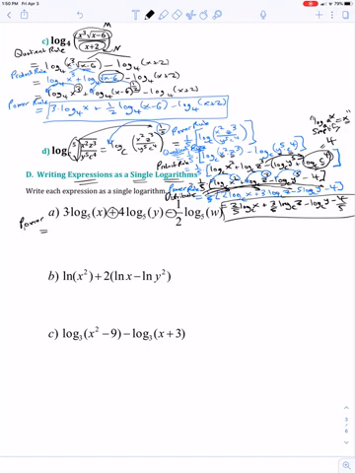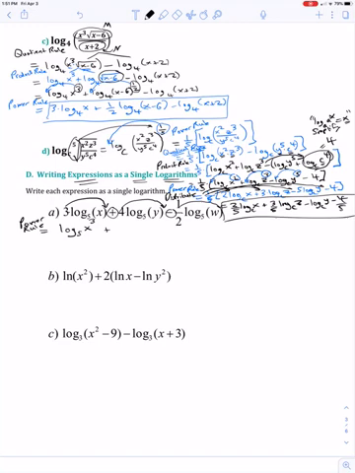So what we need to do before we can use the product rule and the quotient rule is we need to bring up these coefficients, these factors of 3, 4, and 1/2 back up into the exponent. So using the power rule, 3 times log base 5 of x is log base 5 of x to the 3 power, x cubed.